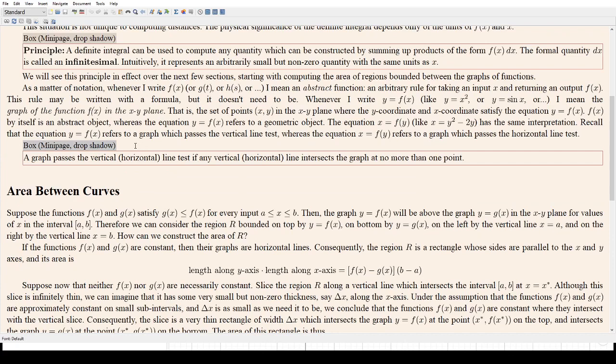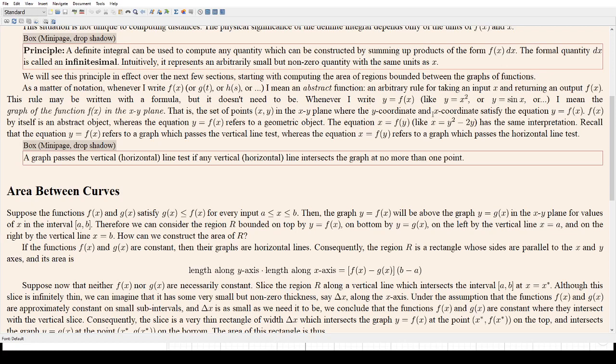Okay, so as a matter of notation, if I write something like this, just f of x, without any additional context, or g of t, or h of s, right, the symbols don't really matter, what I'm referring to is an abstract function. Just an arbitrary rule for taking an input and returning an output. The rule may be written with a formula, like, for example, f of x could be x squared, or it could be sine x. There might be a formula for it in terms of elementary functions, but that's not necessary. Really, it's just an arbitrary rule for associating inputs and outputs. There doesn't have to be a formula associated with it.